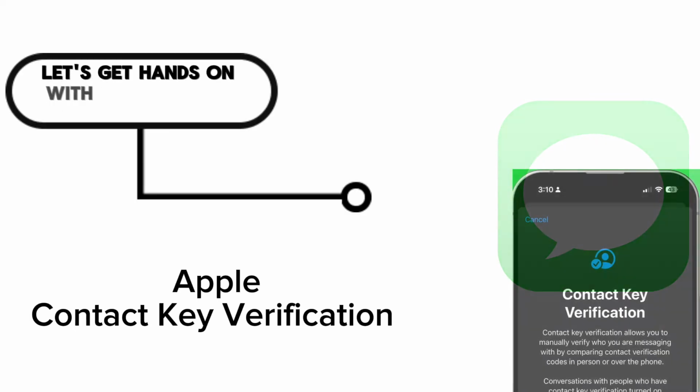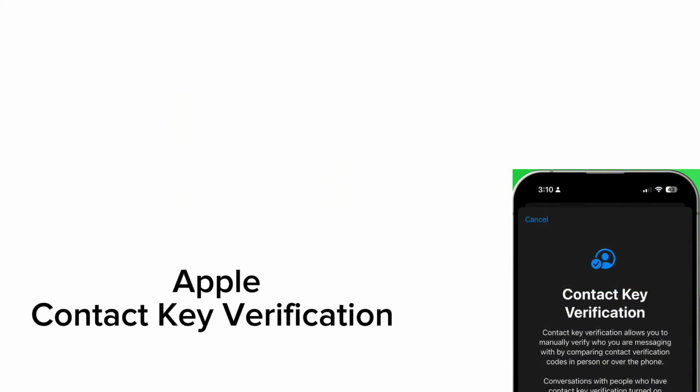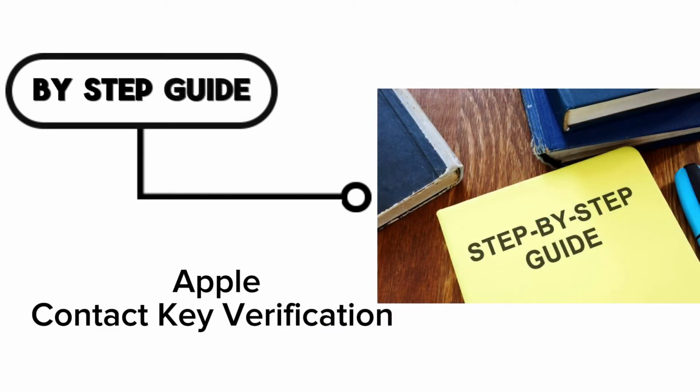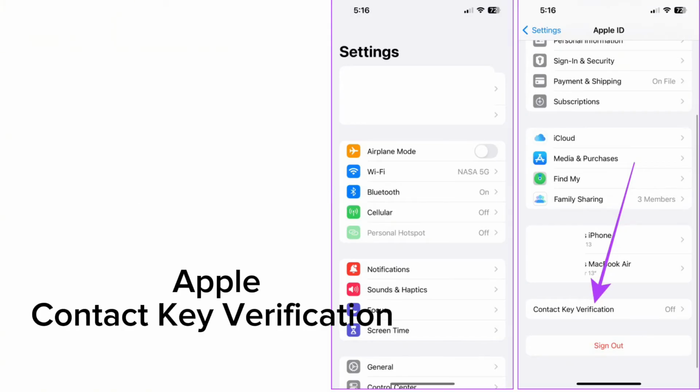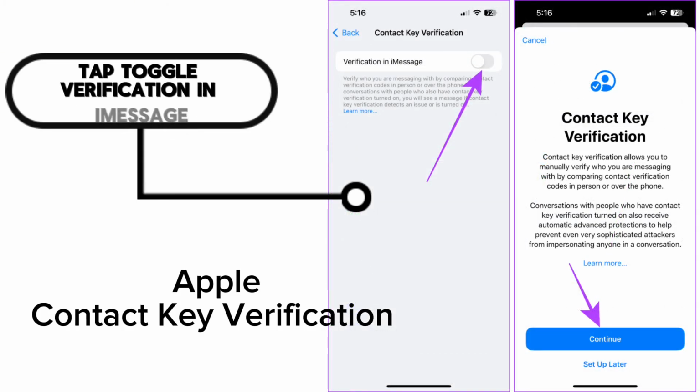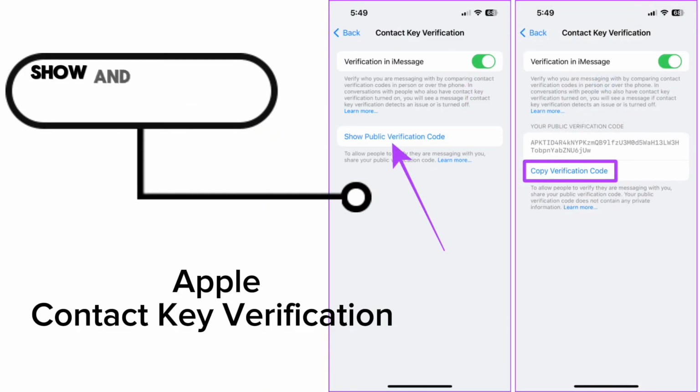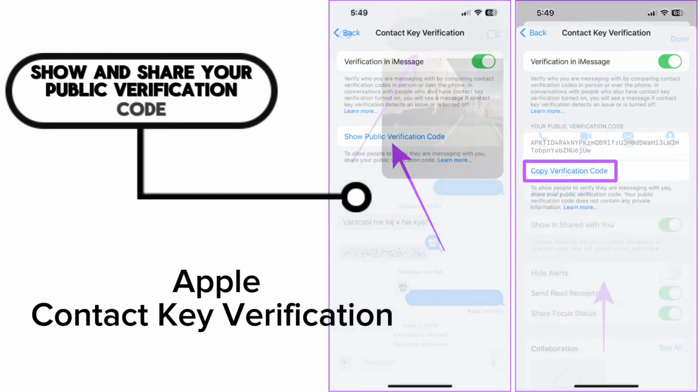Let's get hands-on with contact key verification. Here's a step-by-step guide. Open Settings, tap your name. Scroll and tap Contact Key Verification. Toggle verification in iMessage, tap Continue. Show and share your public verification code.